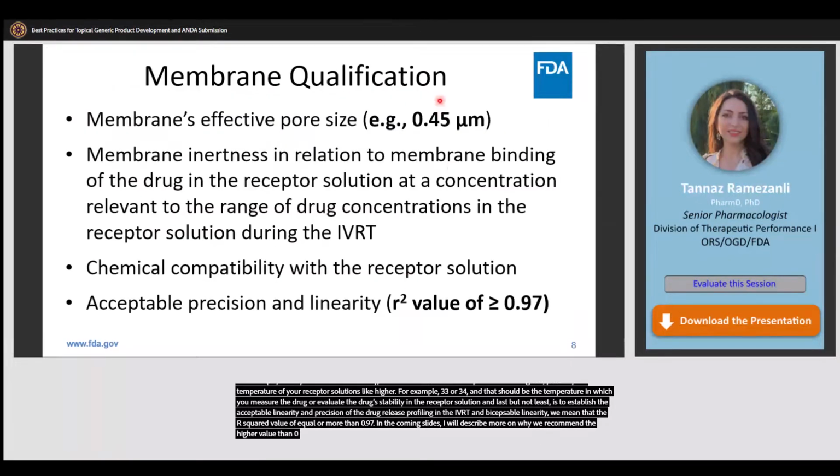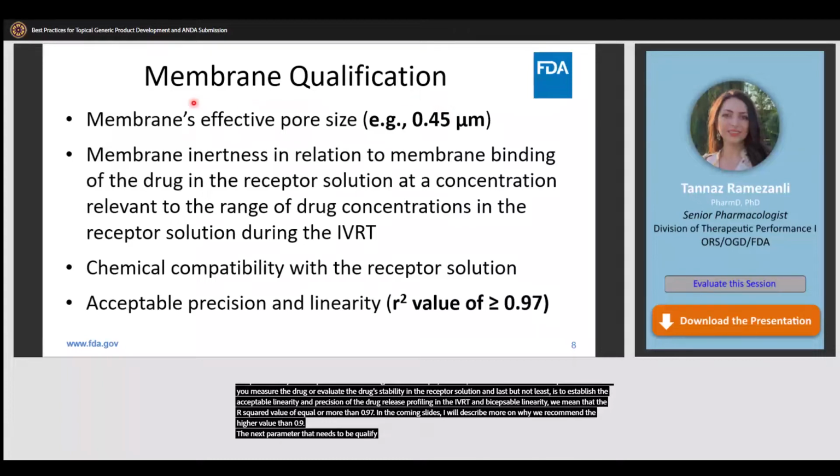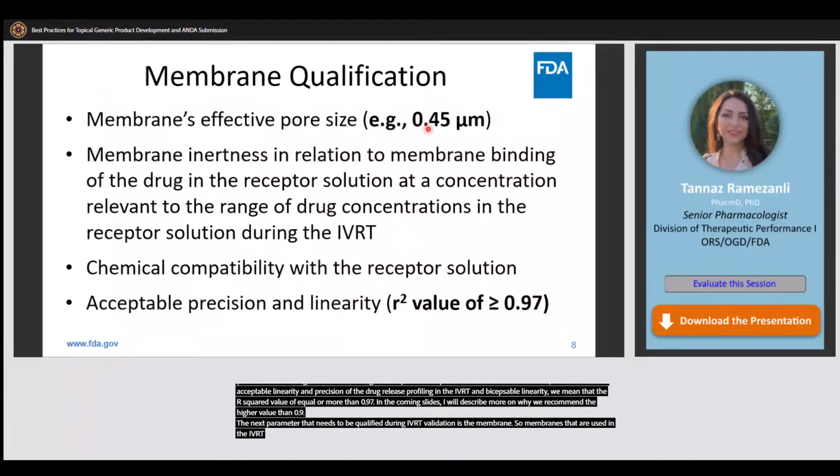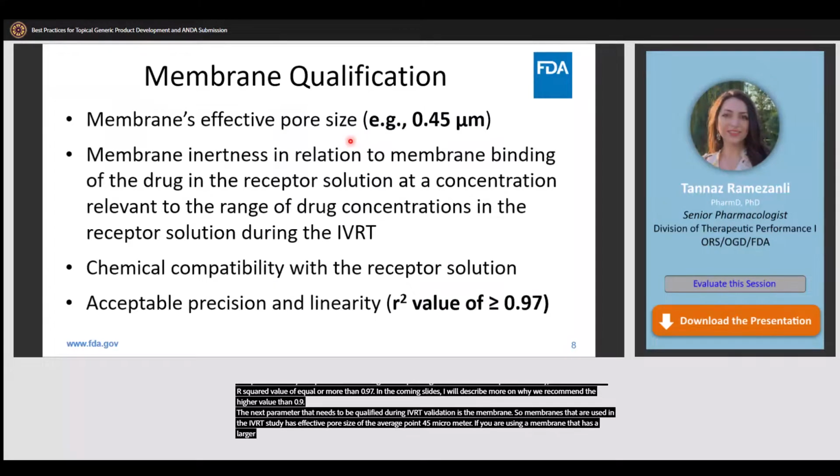Next parameter that needs to be qualified during IVRT validation is the membrane. So membranes that are used in the IVRT study usually have an effective pore size of average 0.45 micrometer. If you're using a membrane that has a larger pore size, let's say 1 micrometer or more, you need to justify why such large pore size was needed for your IVRT study.